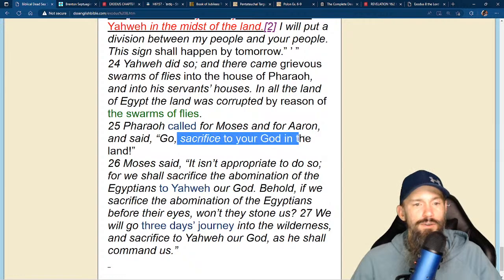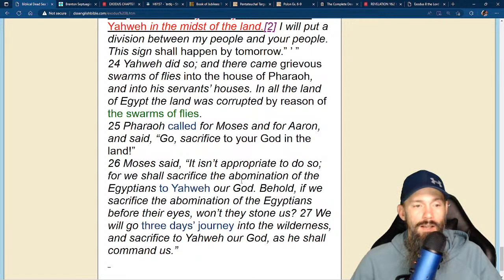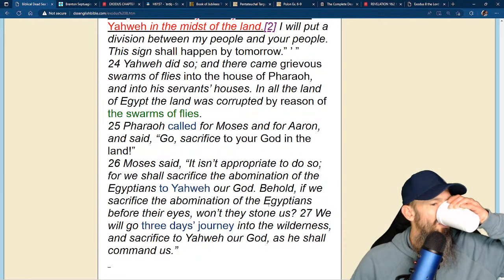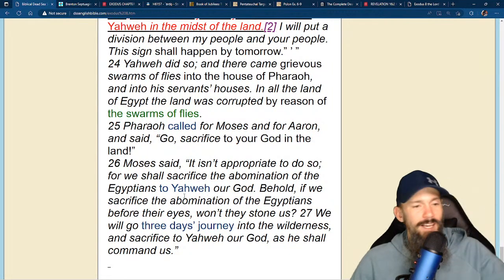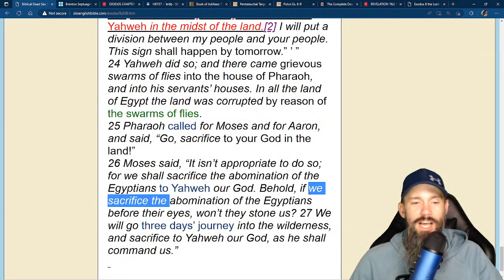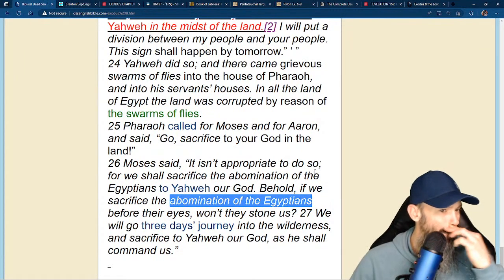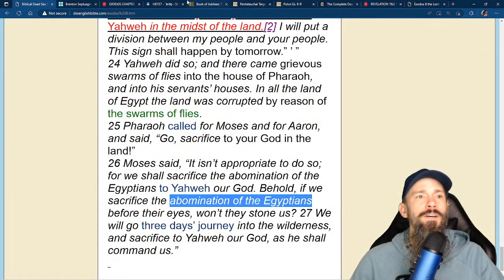Go sacrifice to your Elohim in the land. Behold, if we sacrifice the abomination of the Egyptians before their eyes, won't they stone us? Oh, he's talking about I think the cattle. They were worshipped in Egypt, so they couldn't sacrifice. And they call it abomination because it was the Egyptians' idols. Got it. Yep. That's why they call it abomination. That's the idols of the Egyptians.